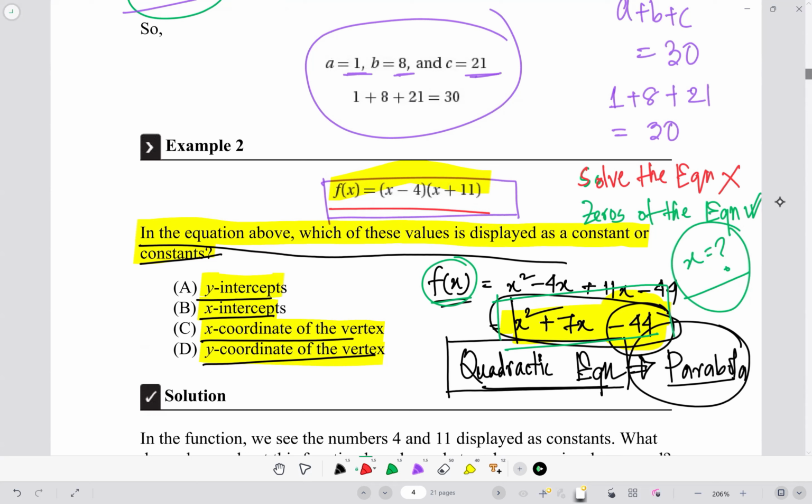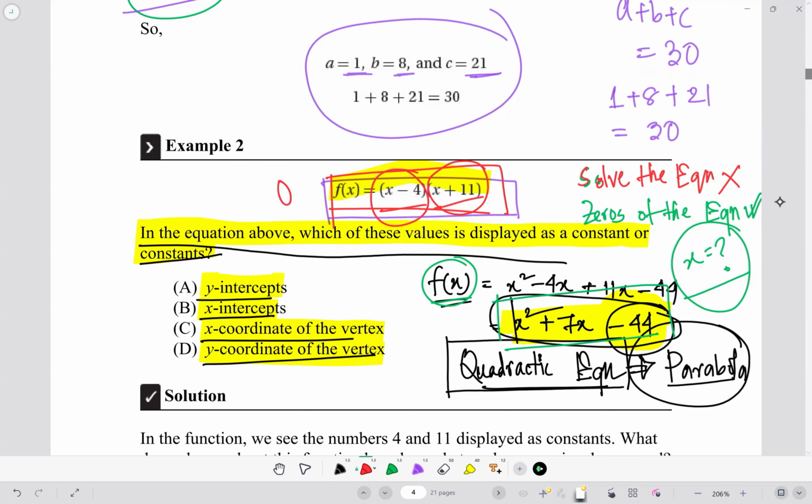The zeros of this equation means at what number the value of this polynomial or this equation will be zero. And we are already given it in the factorized form: x minus 4, x plus 11. This is in factorized form, right? They are multiplied with each other, and that's why we call it the factorized form.